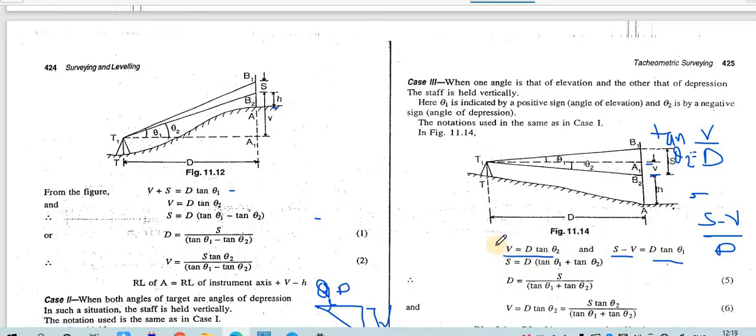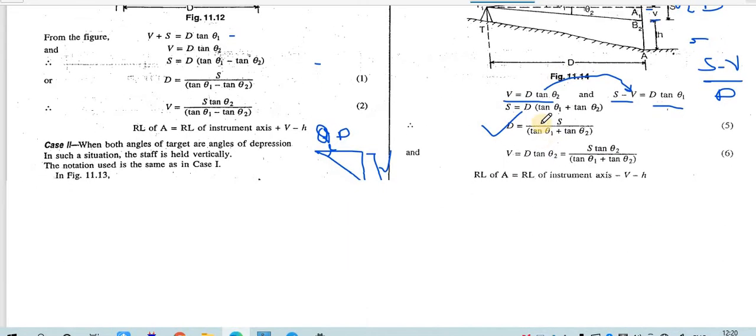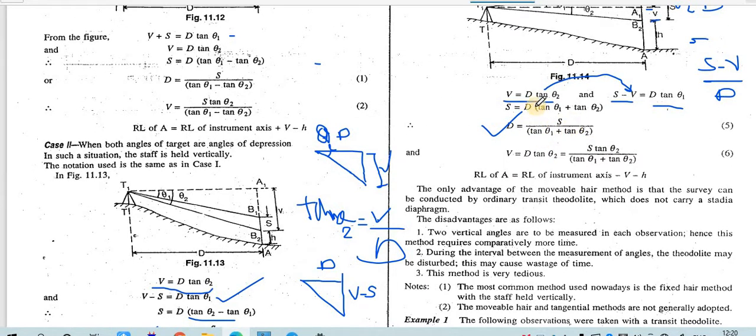Okay. Now over here we have got the value of V. So we'll put the value of V as D tan theta 2 in this condition. And we'll keep S on this side and all the other terms on that side. So D tan theta 1, and over here it was coming out to be D tan theta 2, which will be in minus. This was already minus over here. That will be going over here and there. On the right hand side it will become positive. Okay, so the final formula for D is coming out to be S by tan theta 1 plus tan theta 2.